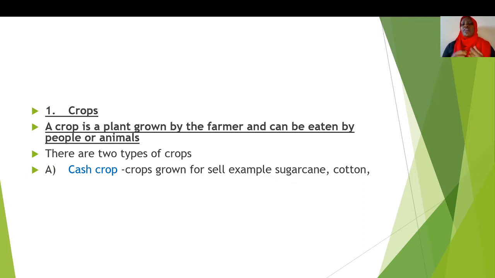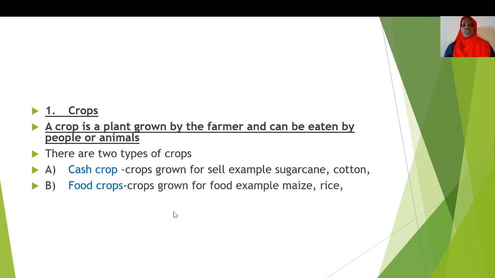Now, when the farmer grows the sugar cane, the farmer will wait. When it's ready, the farmer will harvest the sugar cane and take it to the factory. Then the sugar cane is processed and we get the sugar. The same thing applies to the cotton. You harvest the cotton, take it to the factory, sell it there, and the farmer gets the money. Then the cotton is processed and we get the product.